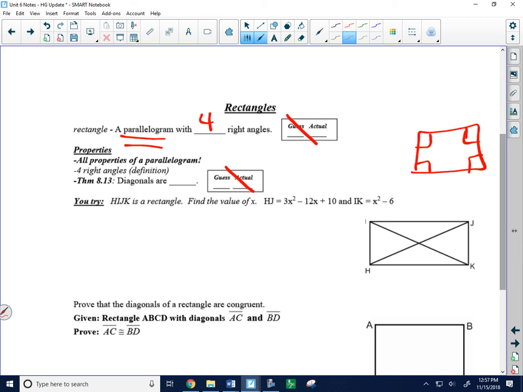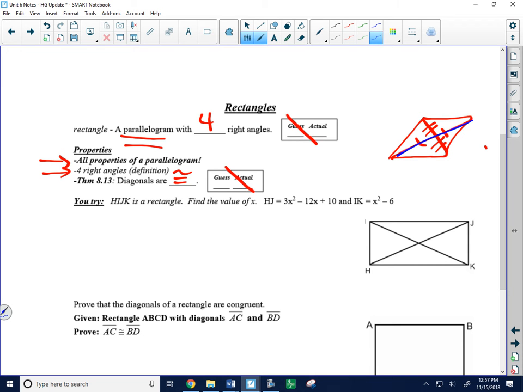Okay, now there's only one new property. There's parallelograms, all those properties, 4 right angles by definition, and then here's the new property or theorem: the diagonals are congruent. This is the one I discussed, I think 2 days ago, with parallelograms. Here, the diagonals only cut each other in half. They bisect.